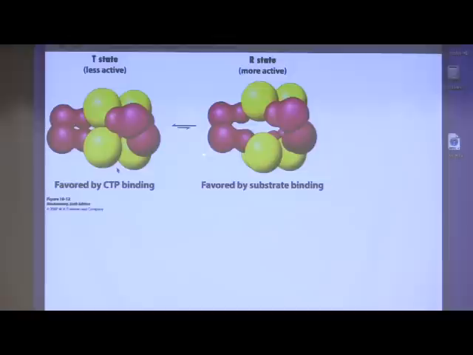Once you get it in the R state, you lock it there with a substrate. Then 1 in 80 of these flips again, and it locks. 1 in 80 flips again, and it locks. Eventually, you can flip everything into the R state if you have the time and you have the amount of allosteric effector to bind to it. Okay? That makes sense?